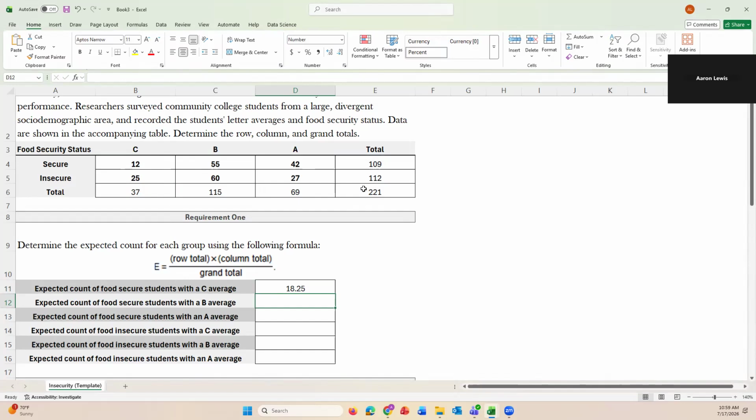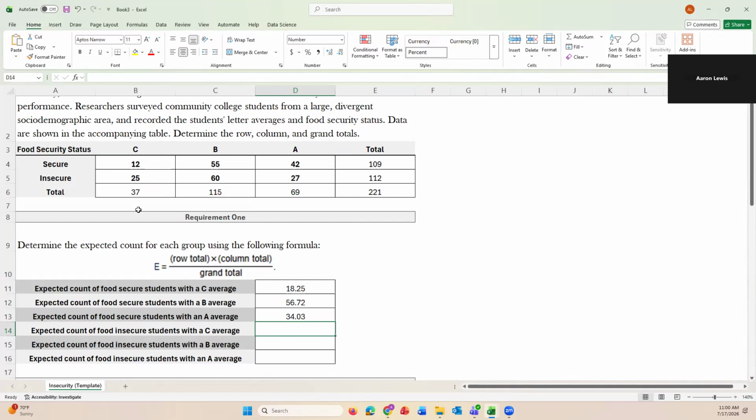And I'm just going to repeat this entire process 5 more times to figure out my expected count for all of our different intersections. So for food secure students with a B average, 109 is still the row total. The column total, now we're on to B, is 115, and we divide by the total size of the study, which is 221, we come up with 56.72. For food secure students with an A average, 109 is still the row total. Our column total for A is now 69, multiply by that 69, and then divide by the grand total of 221, we come up with 34.03.